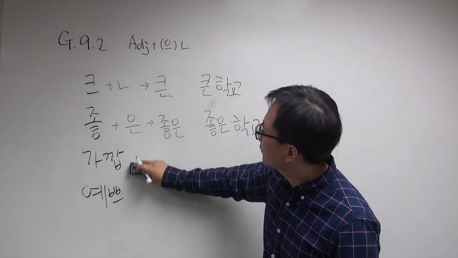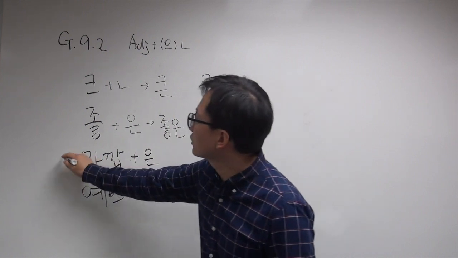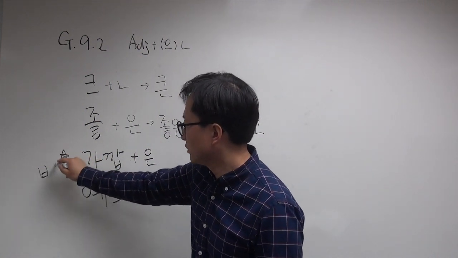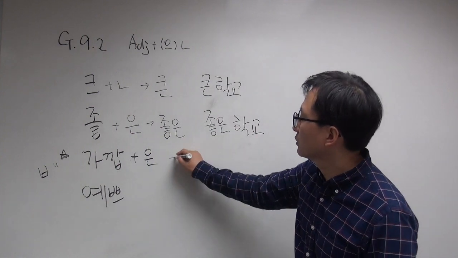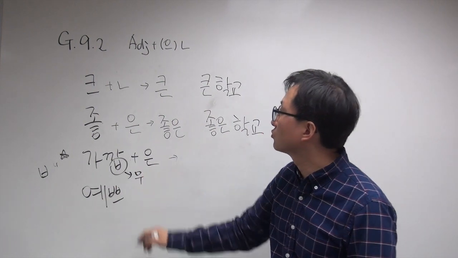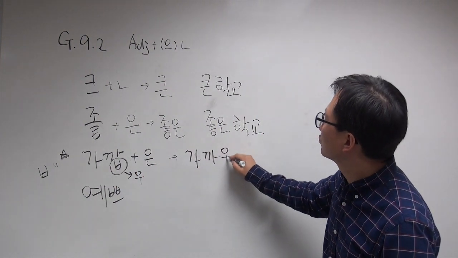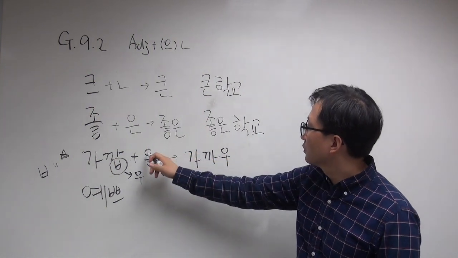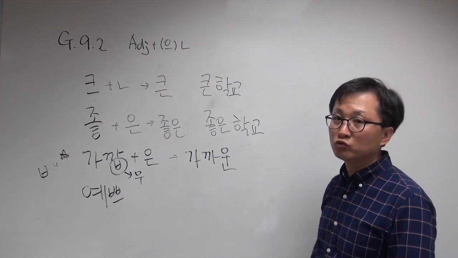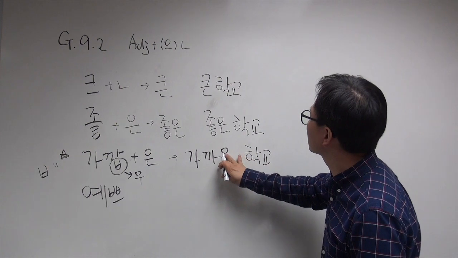가깝. There is a consonant, so 은, right? 이거는 irregular야. So we have the 비읍 irregular. 가깝은. In this case it changes to 우. 가까우. And we don't need this anymore. Just add n here. So 가까운 학교. Close school.